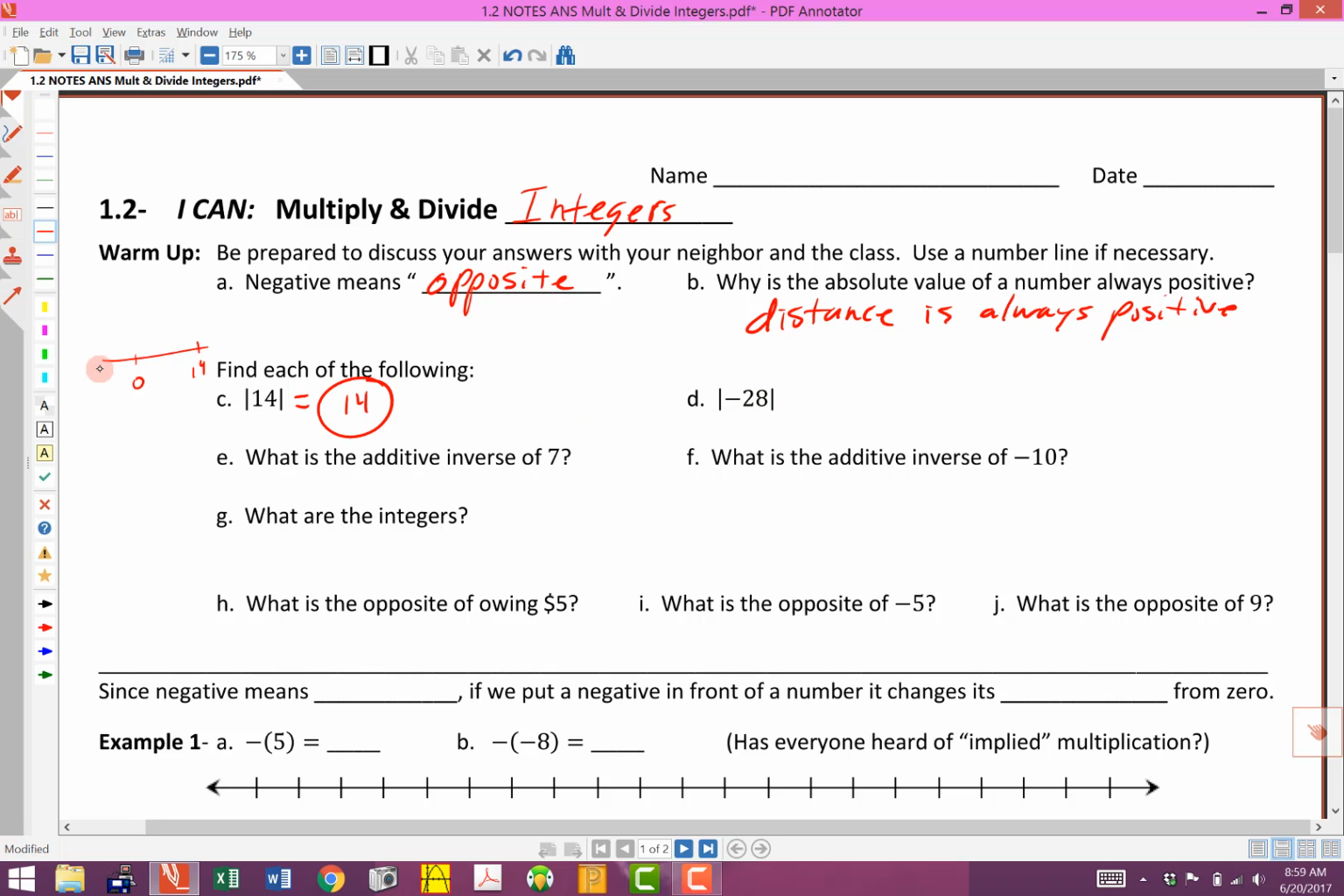And negative 28 would be way down here. And it doesn't matter which direction it is, it just matters how far. So this is going to be positive 28. It's just referring to the distance that it is from 0.